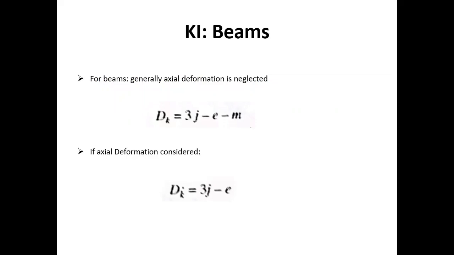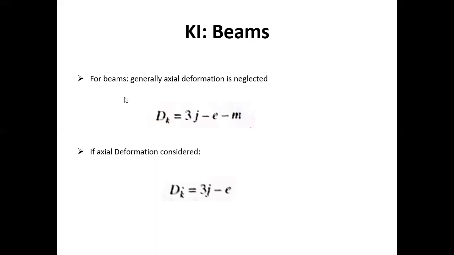Next is the simple formula for degree of freedom in the case of a beam: DK is equal to 3j minus e minus m. DK is the degree of kinematic indeterminacy. Here j is the number of joints, e is the number of internal reactions, and m is the number of members. For beams, generally axial deformation is neglected. What is axial deformation? Axial deformation is the deformation of a member along its axis. So in the case of beams, we do not consider axial deformation. Hence, the formula becomes like this.